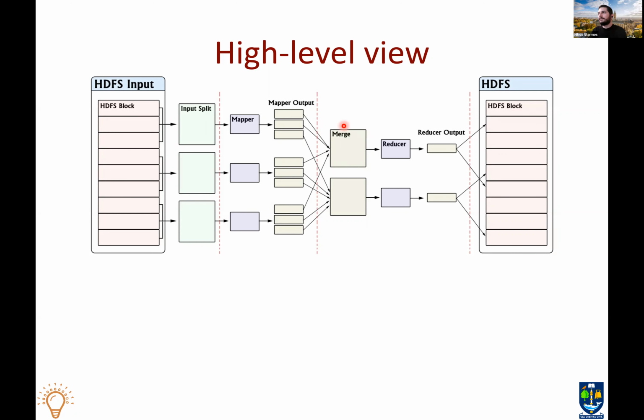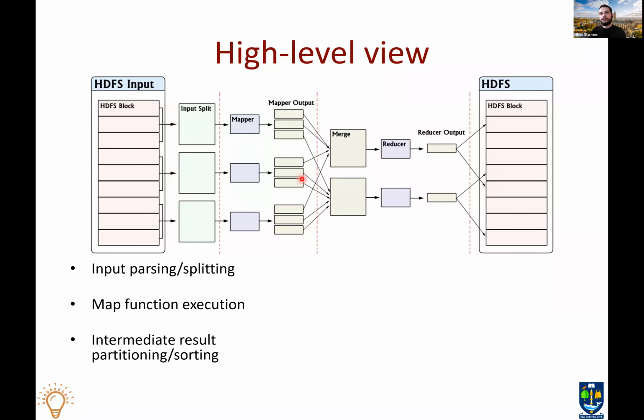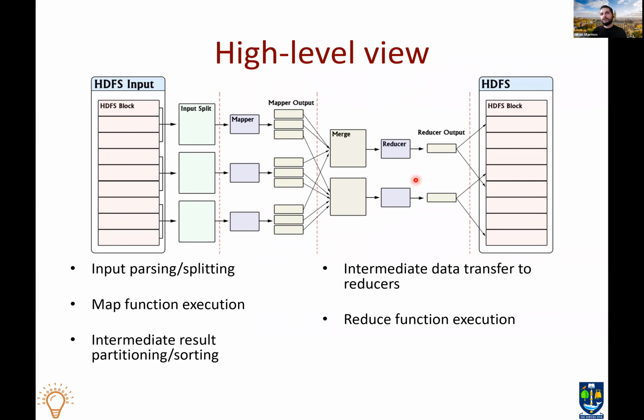There are a couple of added components here that we haven't addressed. The steps we need to take are, of course, parse and split the input. We need to execute the map function. We need to be able to partition and sort the intermediate results. Then the results are transferred to the reducers. Actually, it's the reducers that go and fetch the results. It's not the mappers that send the results to the reducers. The reducers fetch the results instead. Then the reduce function is executed after this sort merge. And finally, the output is stored on HDFS or wherever.